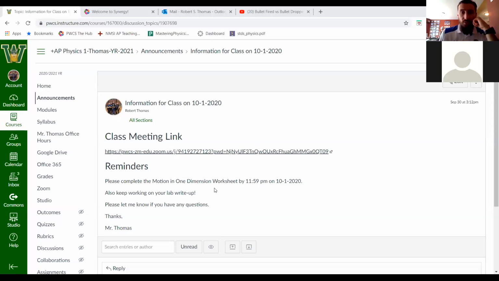This is the motion in one dimension worksheet. So go ahead and do that. Make sure you submit your work, take a picture of your work and submit that.